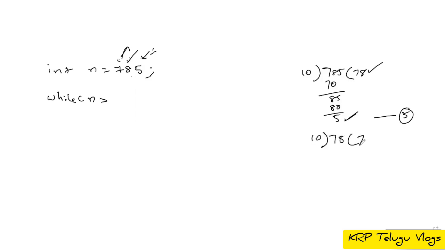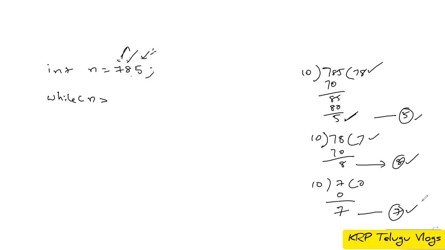10 sevens, 70. So what is the remainder? 8. You have extracted 8. Again, remaining value is 7. So again, you will do it with 10. 10 zeros, 0. So what is the remainder? 7. You have extracted 5 separately, 8 separately, and 7 separately. Is that clear? Understood? Yes, sir.